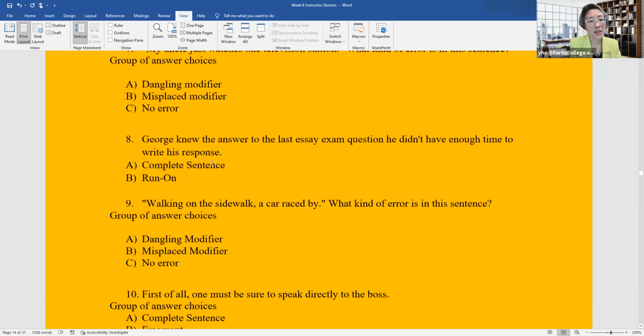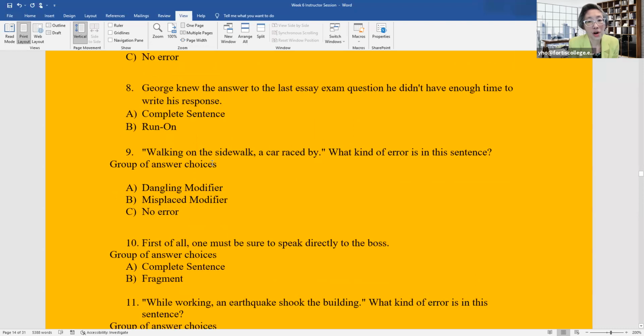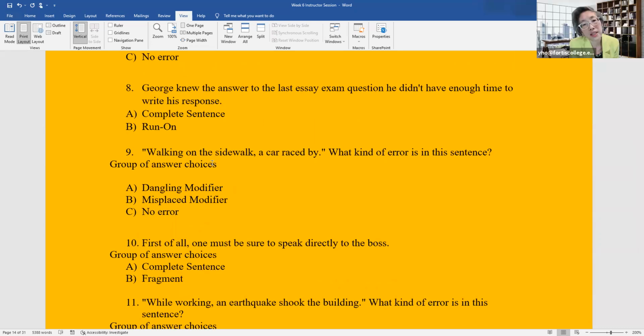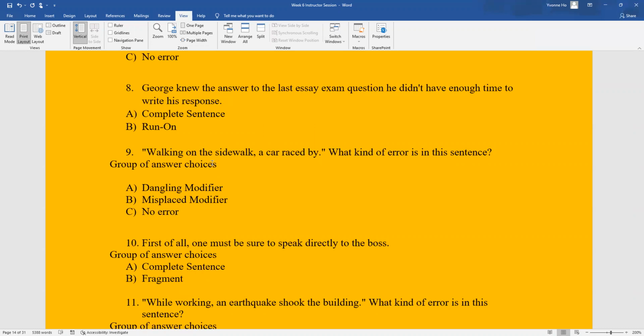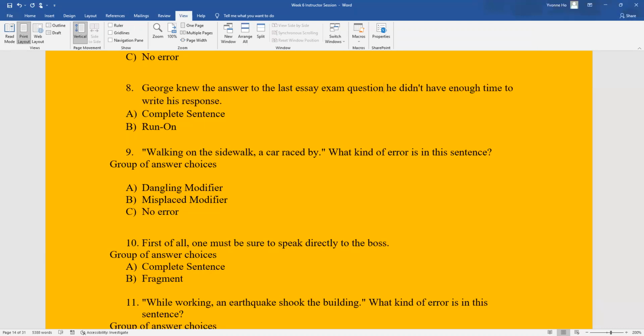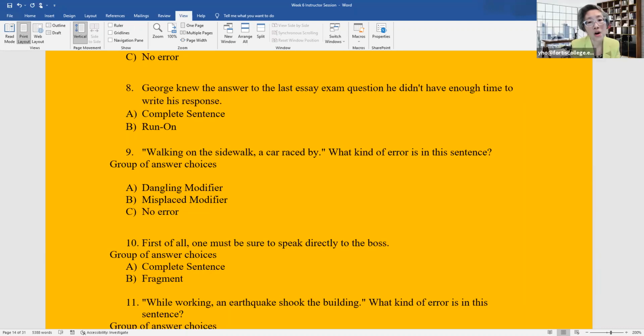George knew the answer to the last essay question, although he didn't have enough time to write his response. Is that a complete sentence or a run-on sentence? That's a run-on sentence because you're missing a period. So if I wanted to fix this, I would go like this, or I could go like this and, okay, either you put a conjunction there, or you just put a period and capitalize.